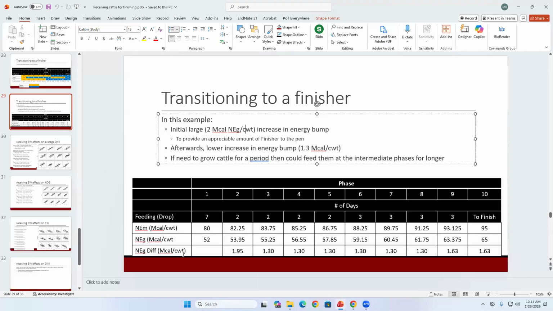If you're just going to deliver like 5% of that finisher, I don't know, if your drop's 300 pounds, you may only be delivering 15 pounds of feed to that pen. So oftentimes this first initial ration change will be a lot larger, maybe a 10% or 15% jump than what would be typical. Does that make sense?